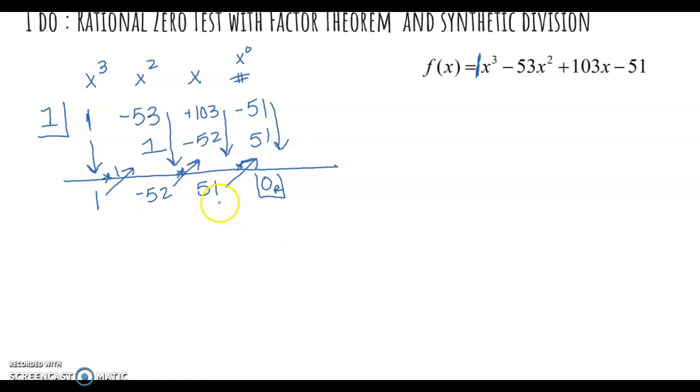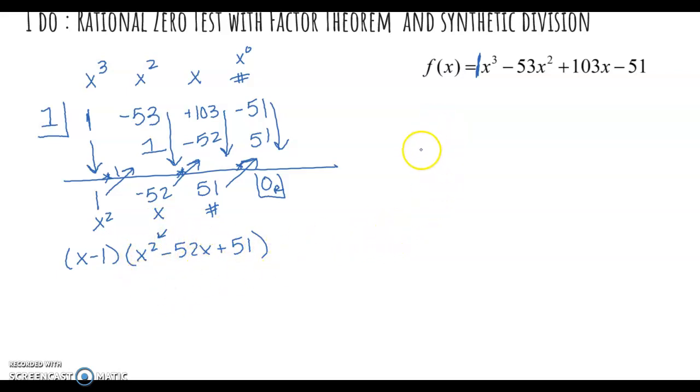Now we need to write it out. So our first number after our remainder is our constant, then the degree increases from there, so then it would go up to x and x squared. So we've got x minus 1, our factor, from the zero, times x squared minus 52x plus 51. From here, we've got a quadratic, since the highest degree is 2. And we're going to factor this.